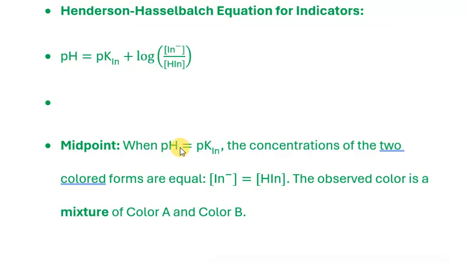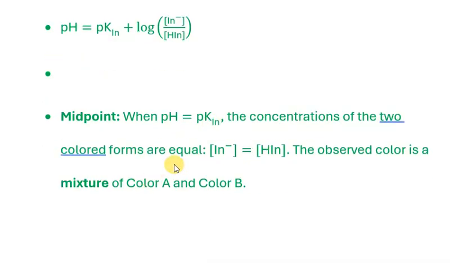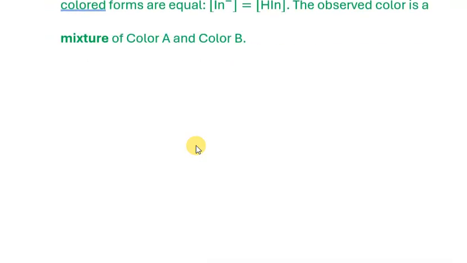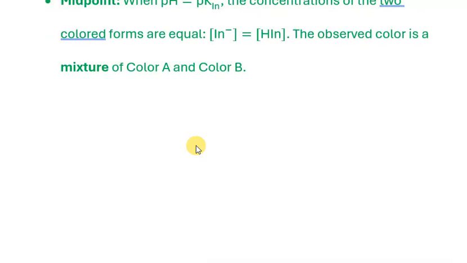If the pH is equal to the pK of the indicator, the concentrations of the two color forms are equal. It means the observed color is a mixture of color A and color B. This is usually observed at the equivalence point, maybe sometimes.